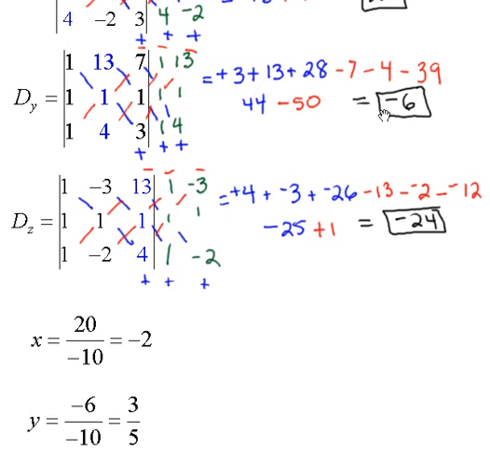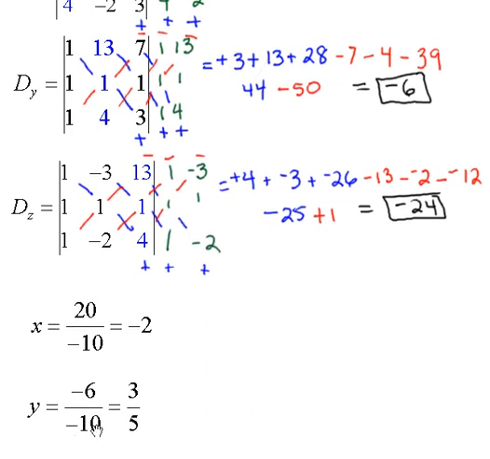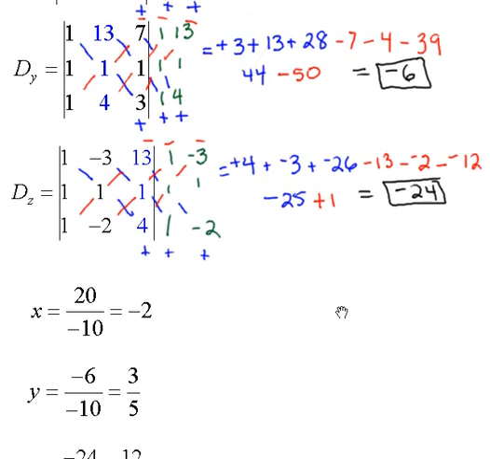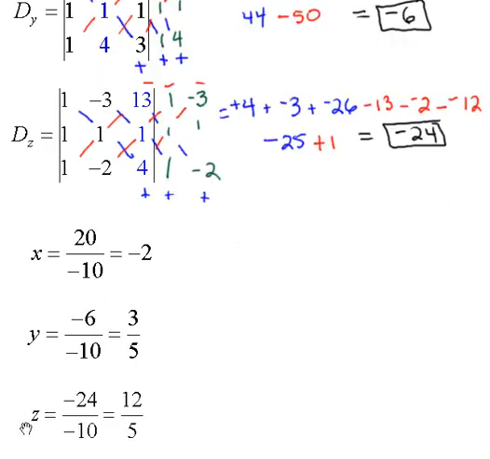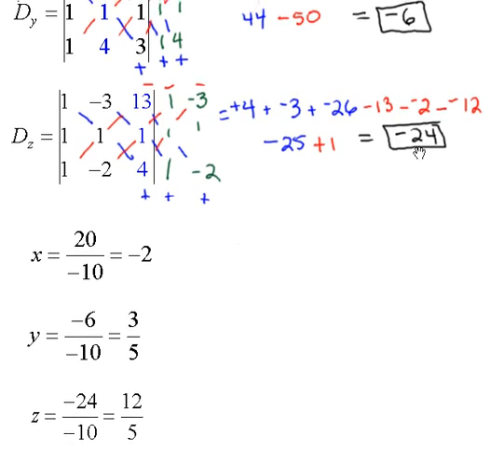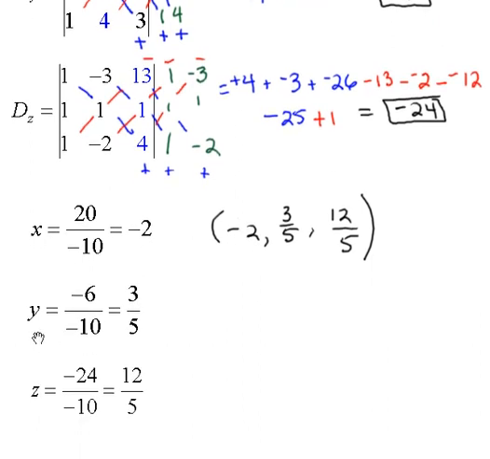For y, the numerator of y was -6. We're going to put that over the denominator, which was -10, and reduce -6/10 to 3/5. And then we're going to find the z value. The numerator of z was -24. The denominator was still -10. That reduces to 12/5. So our answer is an ordered triple in three-dimensional space. The x value is -2. The y value is 3/5. The z value is 12/5.